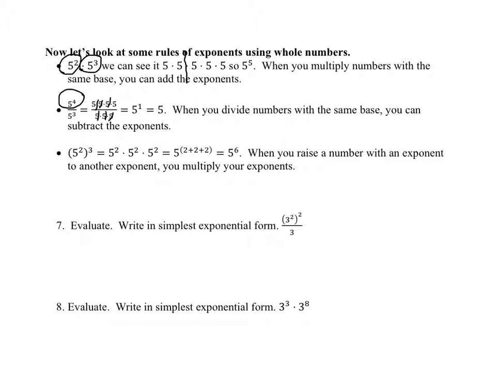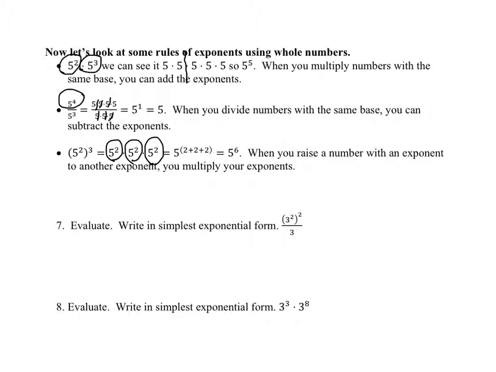Now let's look at raising a power to a power. It seems a little confusing, but it really isn't. This really means, in a nutshell, 5 squared times 5 squared times 5 squared. And what do you do when you have the same base? You add your exponents, so we'll get 5 to the sixth. But instead of having to do that time after time, you can raise the power to a power and multiply your exponents.